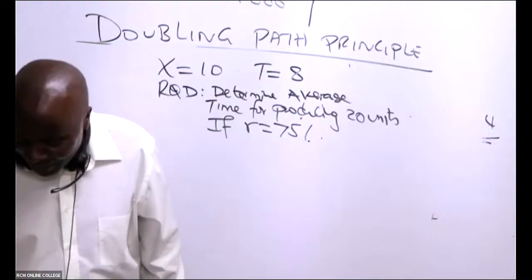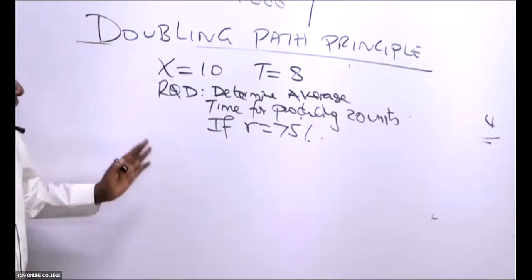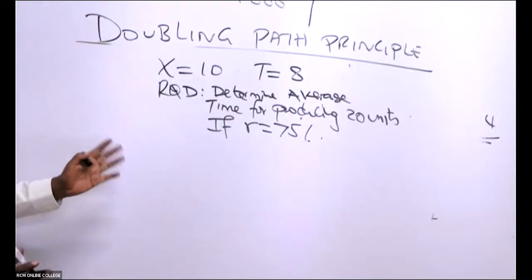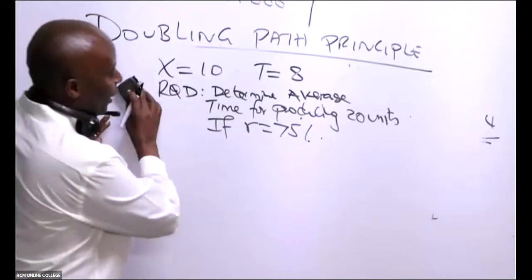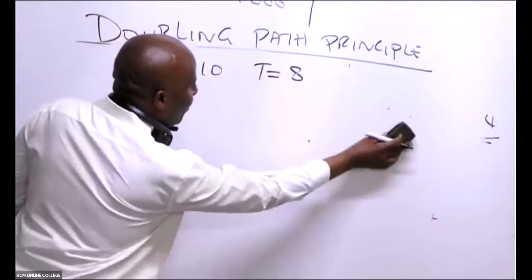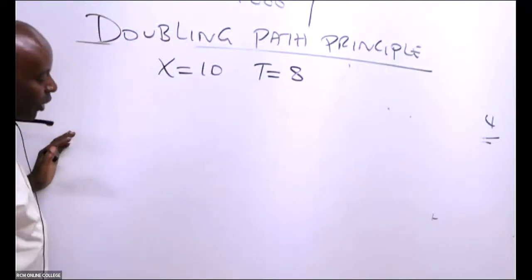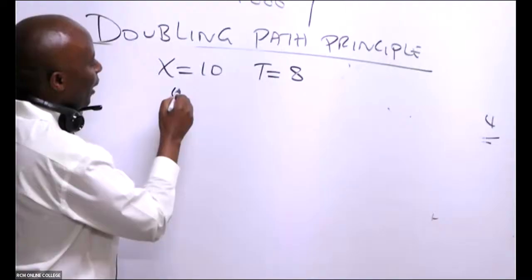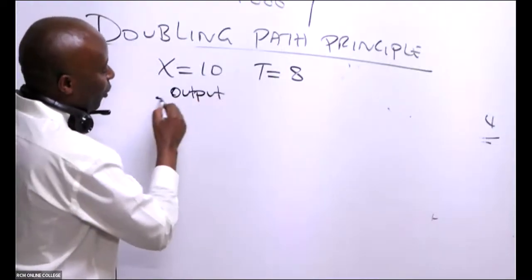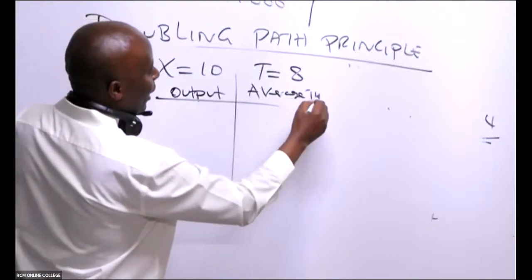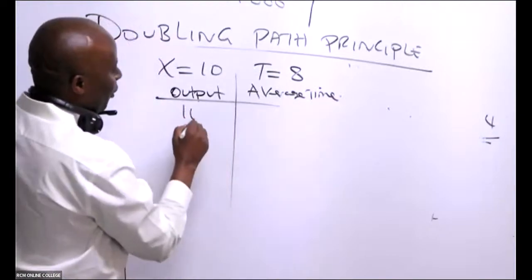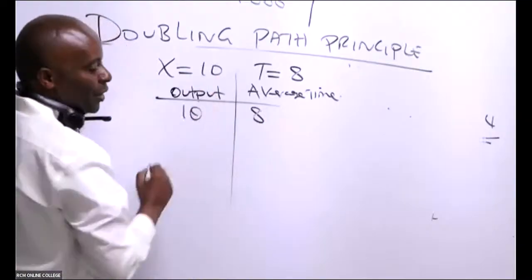So then we continue, ladies and gentlemen. Let's make a table. The very best thing here is to make a table. This table that we are making will look like this. We have cumulative output, or simply output, and then we have average what here? Average time. So output here is 10. Average time is what here?